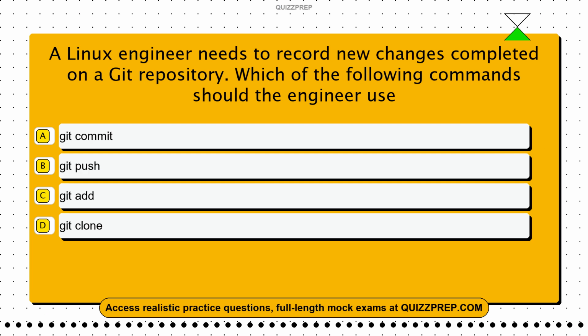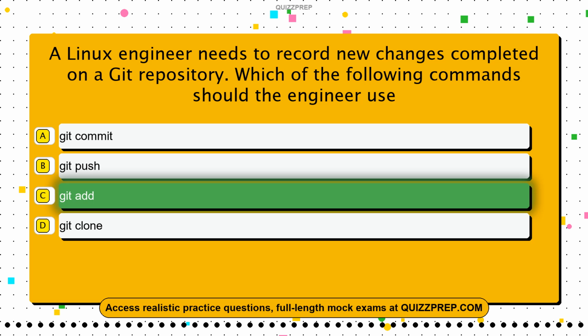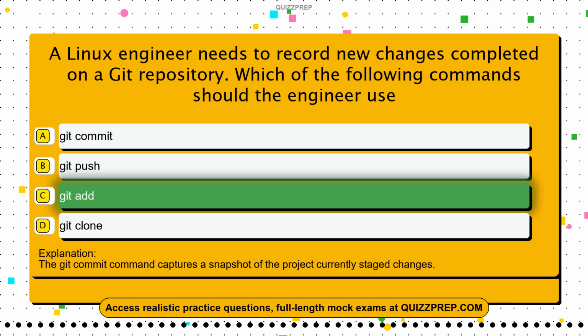Question 95. A Linux engineer needs to record new changes completed on a Git repository. Which of the following commands should the engineer use? Option A, git commit. Option B, git push. Option C, git add. Option D, git clone. The correct answer is option C, git add. The git commit command captures a snapshot of the project's currently staged changes.